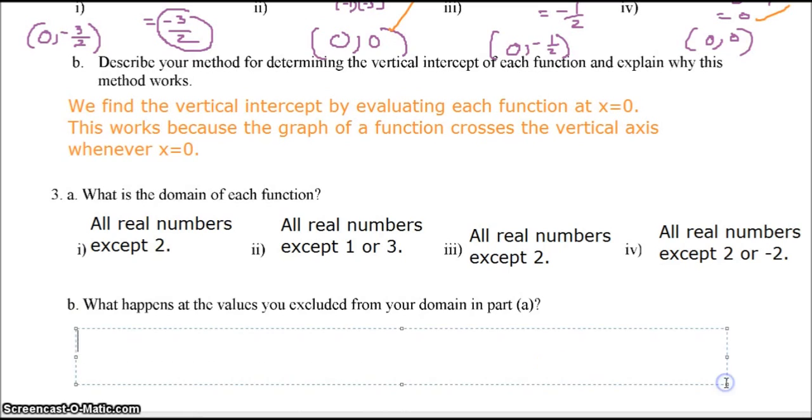So what happens at the values you excluded from your domain in part A? All these places where we're dividing by 0, hopefully we've learned that there are vertical asymptotes at each of those points.